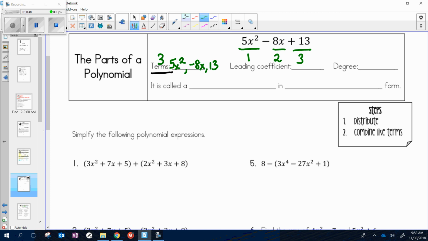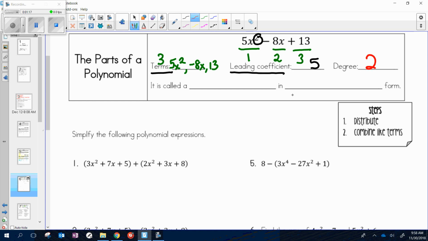A leading coefficient is the number that's in front of our highest degree. So a degree, we're talking about our exponents. So this 2 is the highest degree for our variable. So we're looking at this 5 over here. So that would be our leading coefficient, a 5, whatever's in front of your highest ordered variable. The degree, like we said before, is 2.